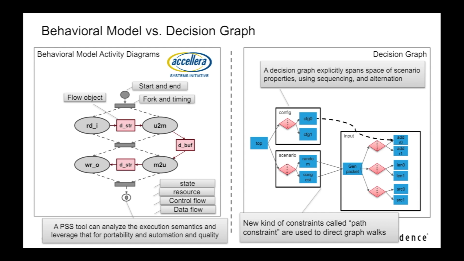So a PSS tool can take those and can analyze those. This is a state variable. I need to treat it like that. Oh, this is a resource. I shouldn't fork two things at the same time that use the same resource. Let me split the resources. We can do that analysis because you have that semantic inside the input format.